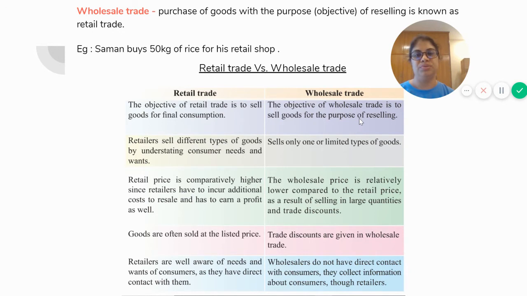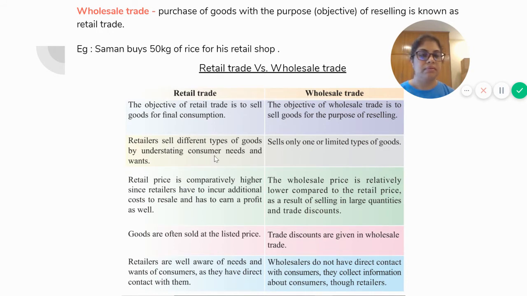That's very, very clear to you. That is the main reason why there are two trade types under domestic trade, retail and wholesale. Then the second one: retailers sell different types of goods by understanding consumer needs and wants. Wholesalers will sell only one or limited types of goods. I think that's also clear to you. A variety of goods will be there under retailers, and wholesalers will most probably pay their attention towards selling only one type or a limited type of good.